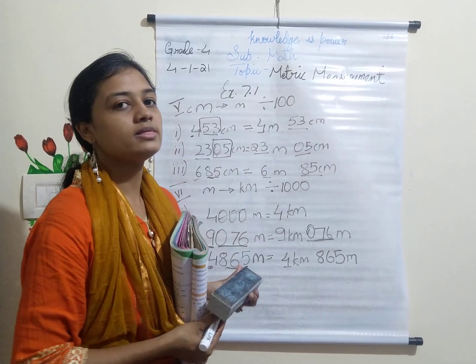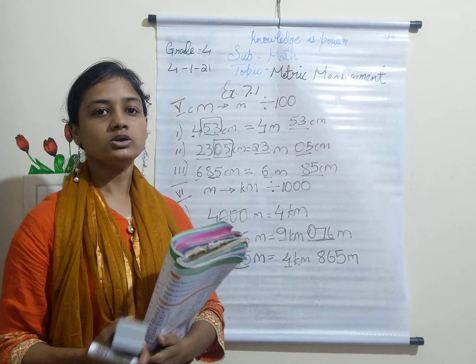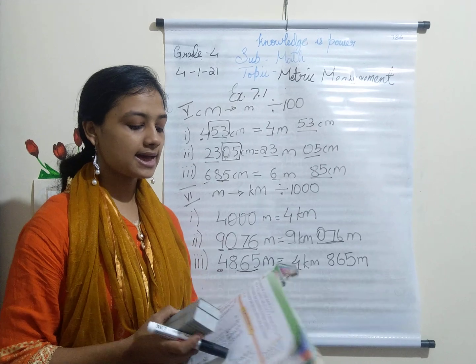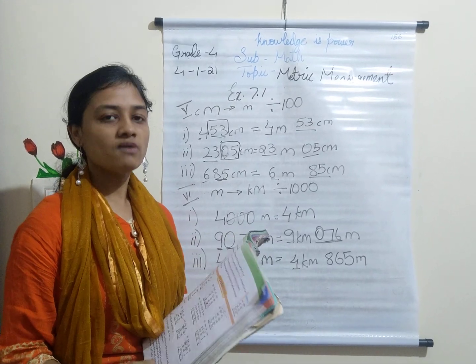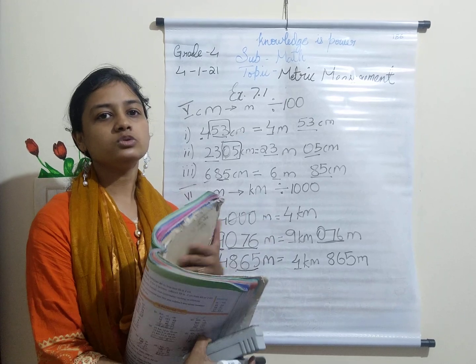So I have done all, in all means I have completed half of the sums. The other half of the sums I want you to complete and show me in the interactive session. Now we will be going for the next exercise, that is 7.2, where we are going to add and subtract the length, or the units of length.